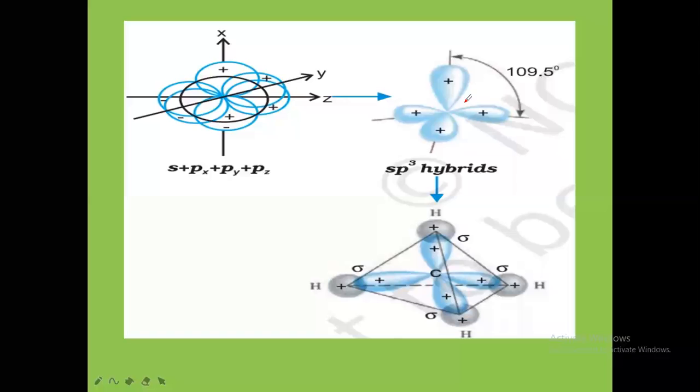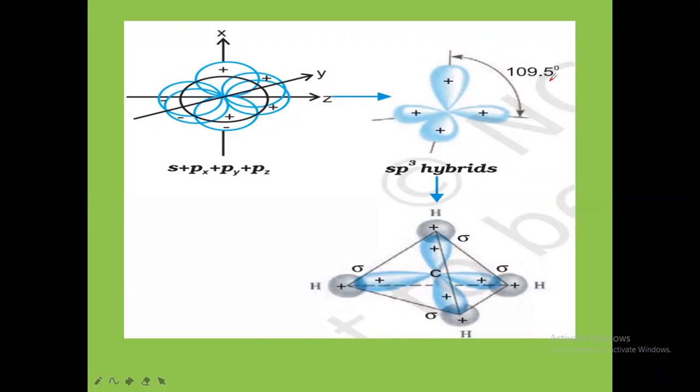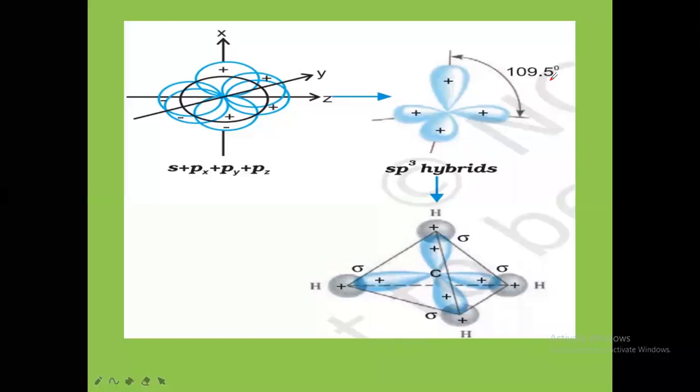Between any two sp3 hybrid orbitals, what is the bond angle? 109 degrees 28 minutes, that is 109.5 degrees. And what is the geometry of the orbitals here? The sp3 orbitals take the geometry of a tetrahedron. So sp3 hybrid orbitals have tetrahedral geometry.